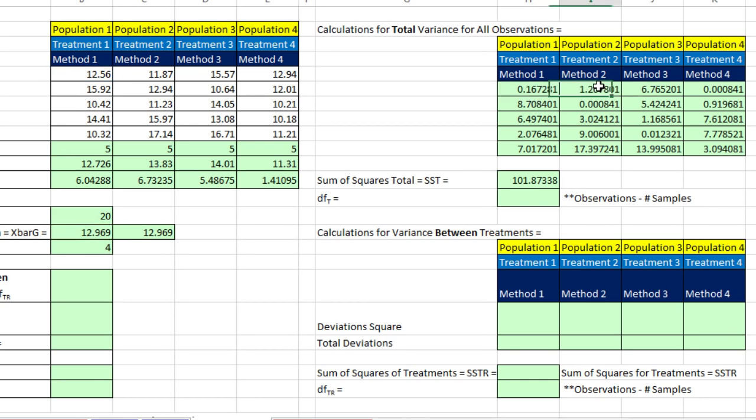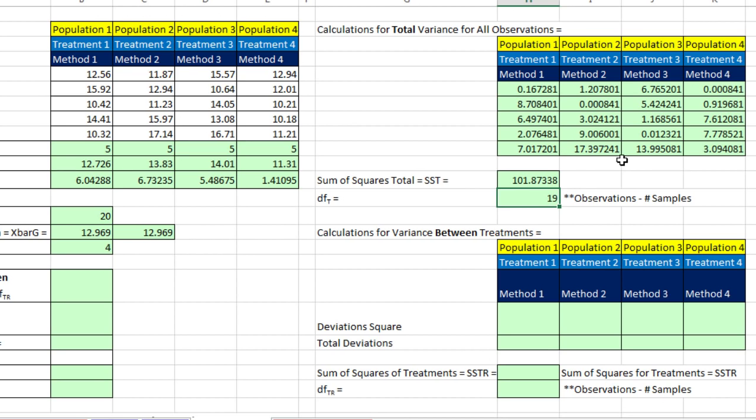Each one was an observation, each one of these. So there's 20 total. And how many samples did we take? We had one sample mean. So for degrees of freedom for this calculation, we have to say all of them minus how many samples? We only did one. One grand overall mean, so I subtract 1. And that gives us degrees of freedom.